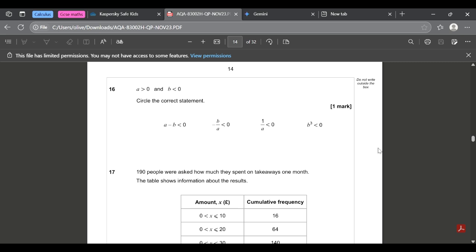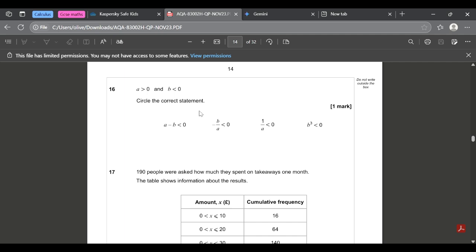Hi guys, welcome to me doing the GCSE maths paper. Today we're going to start off from question 16. If A is greater than 0 and B is less than 0, circle the correct statement.